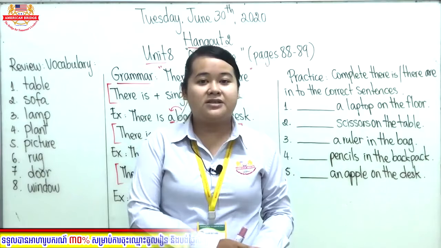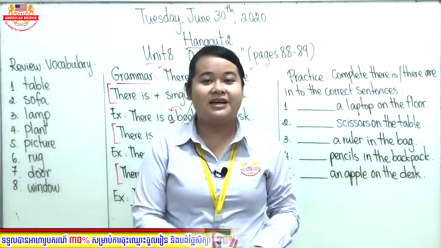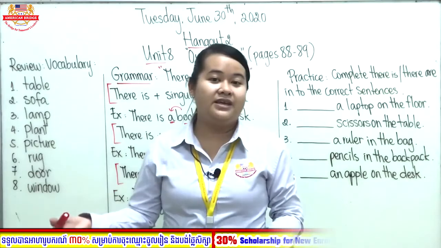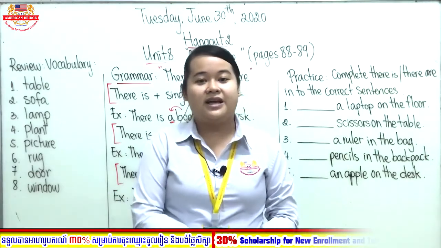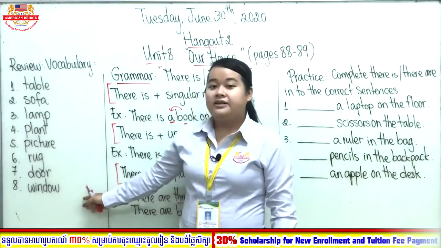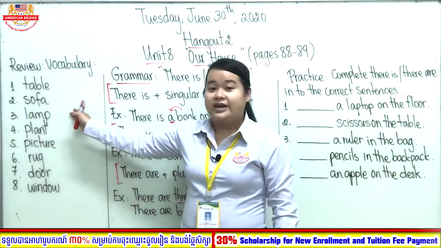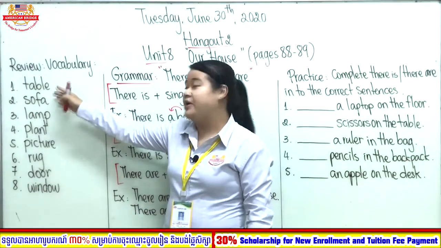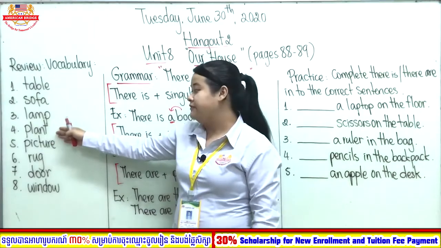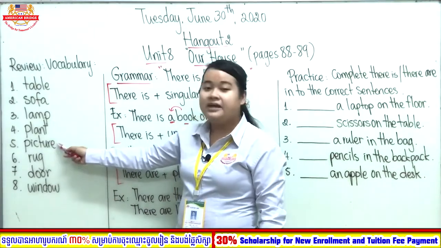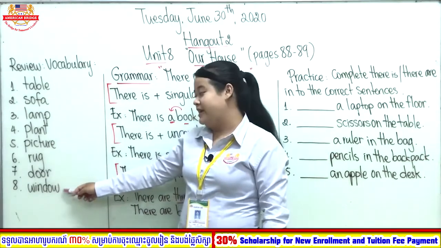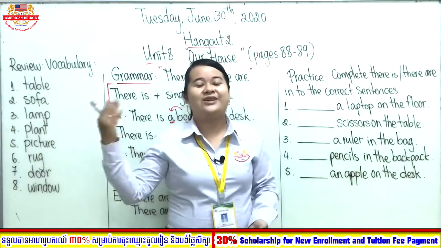So our house yesterday, how many words did we study already? Good. We have 8 words that we studied yesterday, right? Okay, so now let's read again with teacher. Here are our vocabulary words that we learned yesterday. Number one is table, number two, sofa, number three, lamp, number four, plant, number five, picture, number six, rug, number seven, door, and number eight is window. So all of these words you know already, right?